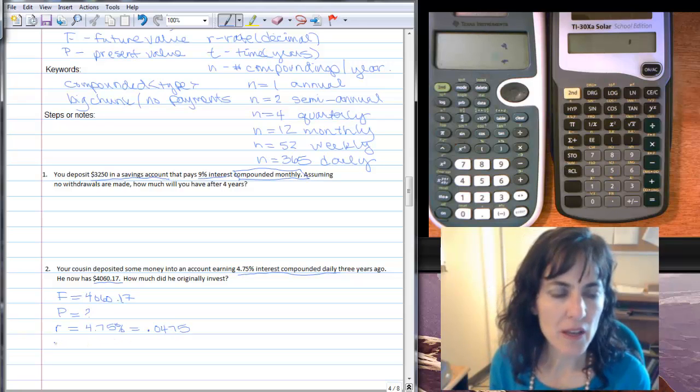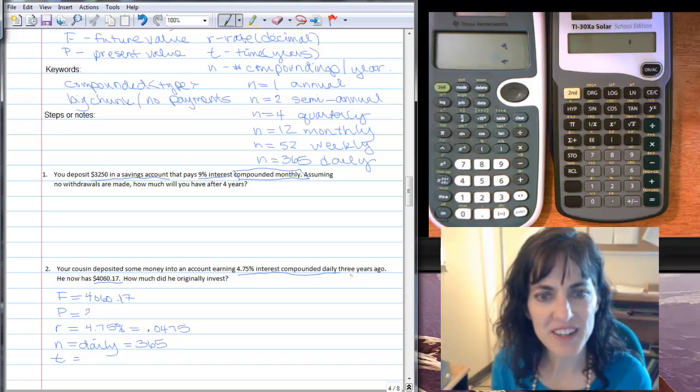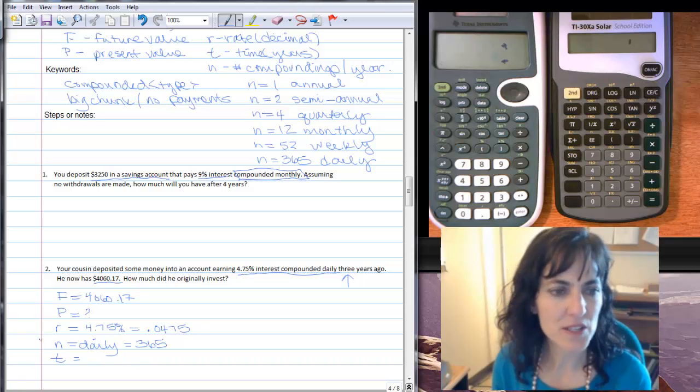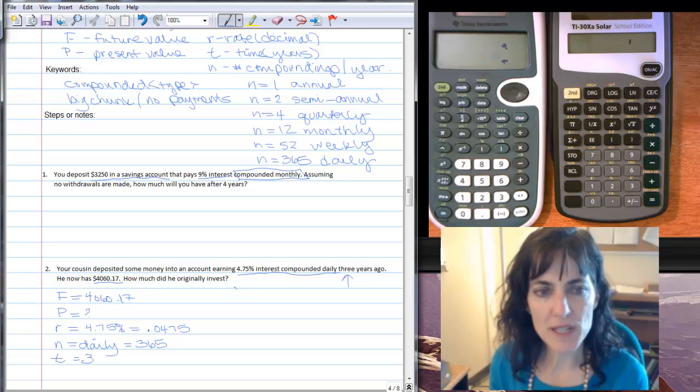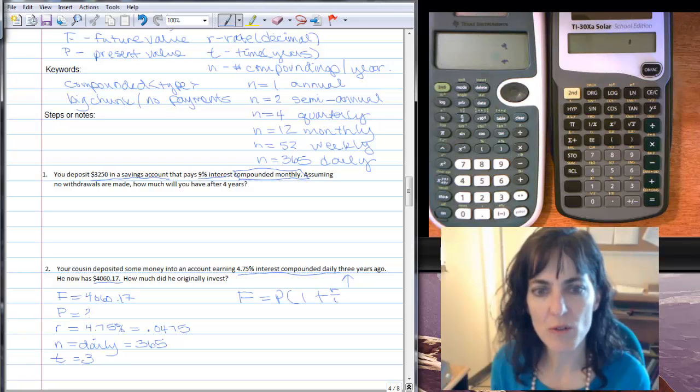And then N, the number of compoundings, we have daily. So that means 365, and then the time, how many years, I see it there, 3 years, so the T is going to be 3. So first thing I want to do is write down the formula. So it's F equals P times the quantity 1 plus R over N raised to the NT power.